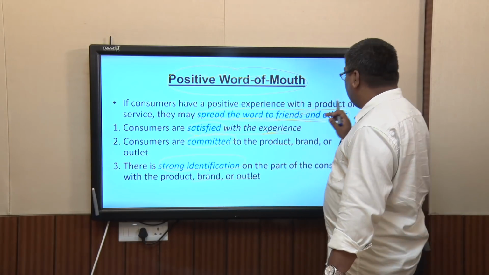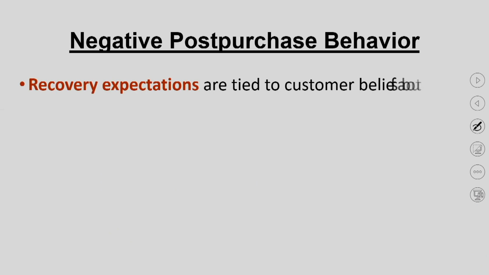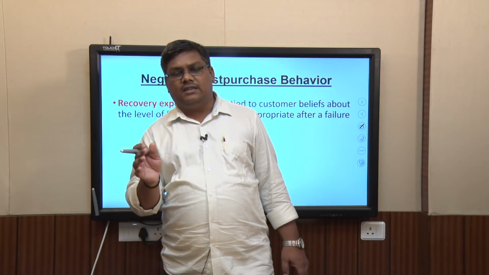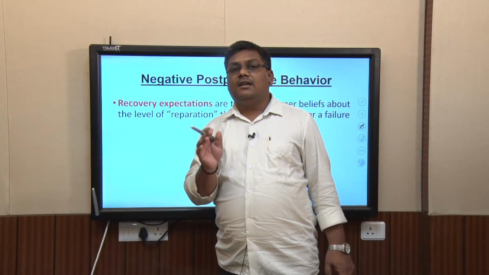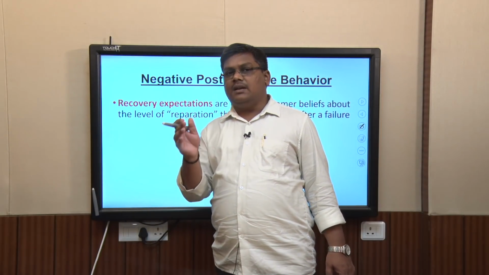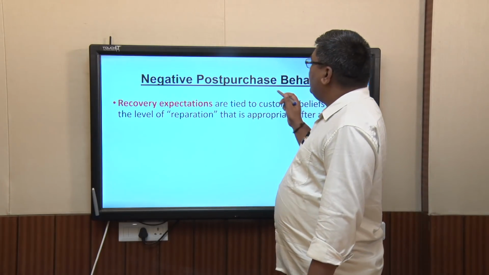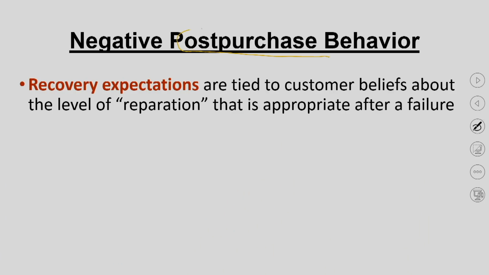the product identification. So, in cases when a positive satisfaction happens, several things occur, but when a customer or a consumer is not satisfied with the product, what happens? A negative post purchase behavior is taken care of by something. So, when does a negative post purchase behavior happen? When recovery expectations are tied to customers' belief about the level of reparation that is appropriate for his failure.